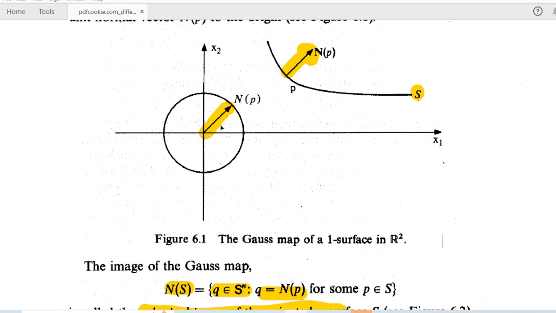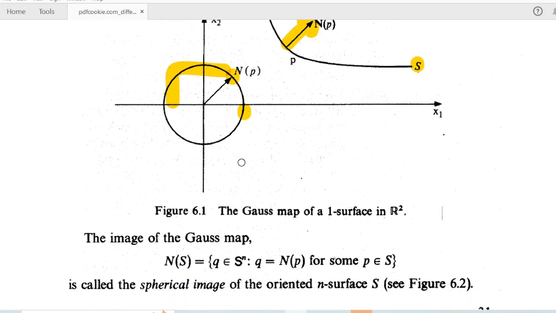The point at which this unit vector touches our unit n sphere, the collection of all the points at which this unit vector touches, is called the spherical image. It forms an image, and that is called the spherical image of the oriented n surface.